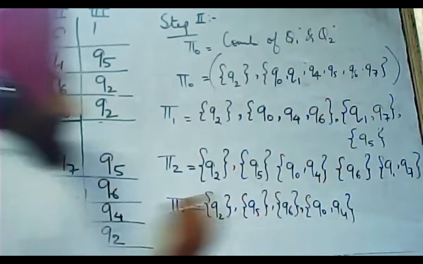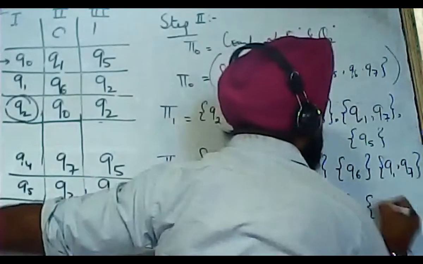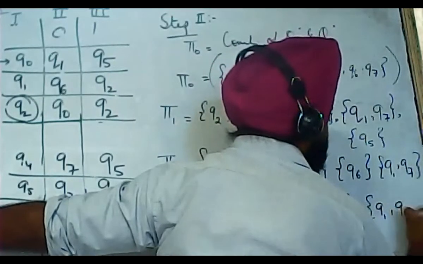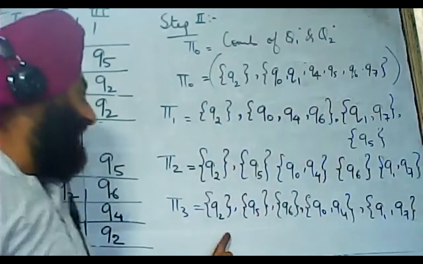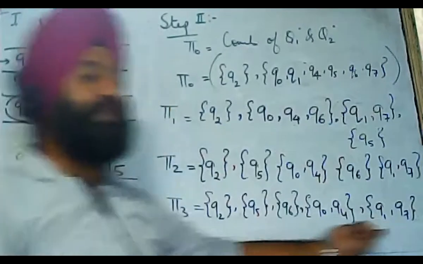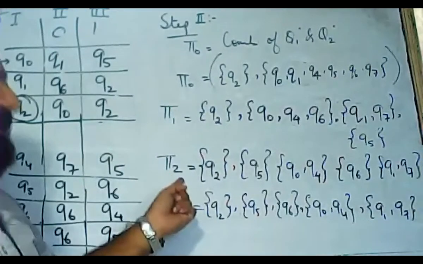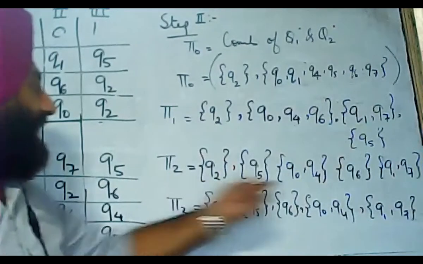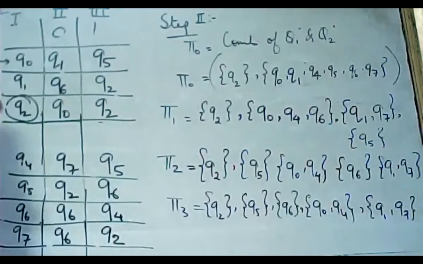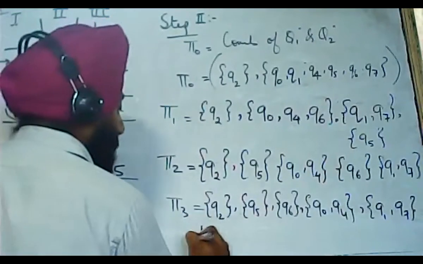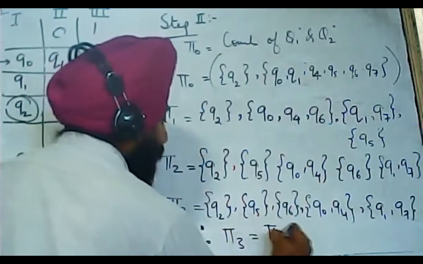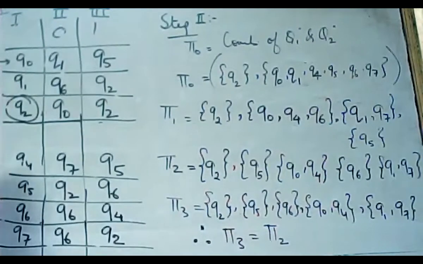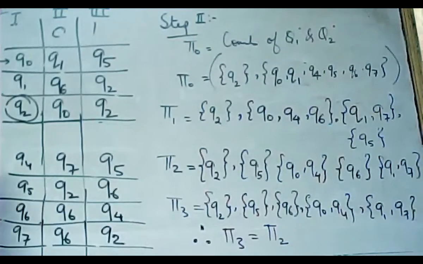It means Q1, Q7. So here you can see that the entire value of pi3 is equals to the entire value of pi2. It means that therefore pi3 is equals to pi2. So further minimization is not possible.